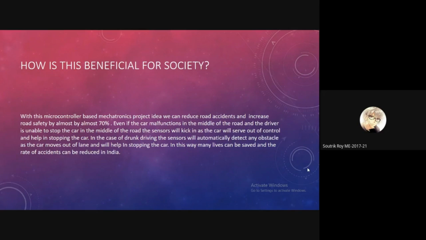In the case of drunk driving, also if the car goes off road or it goes to another lane where another car is coming from the opposite direction and the driver of the car is unable to see that or feel that, the sensors can automatically detect the distance between the oncoming car and this car and stop the car from crashing into the other car and save the lives of both the drivers.